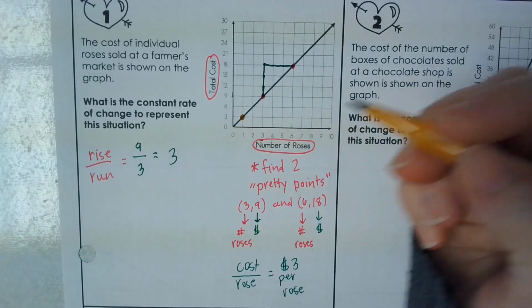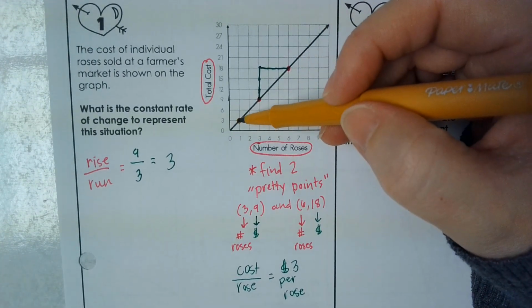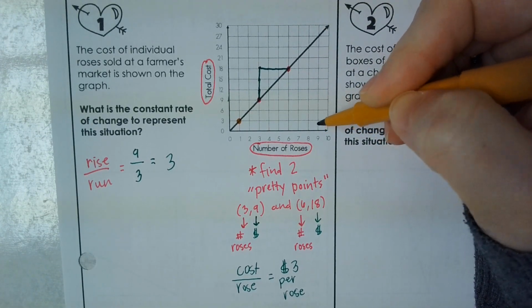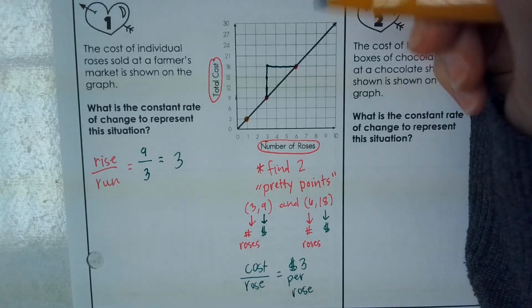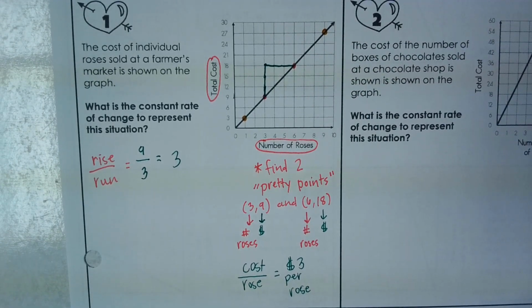All right, now I do want to show you if I were to pick other pretty points. So let's say I pick this one, and let's say I pick the one that is... Is that my phone? My bad. Let's say I picked 9, 27 as my other pretty point. Okay, and then I rise over run between these. You will get the same thing. It's just got to simplify to get that.